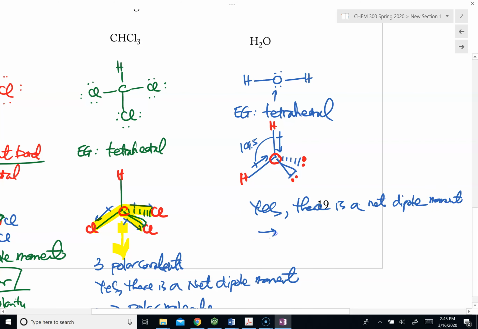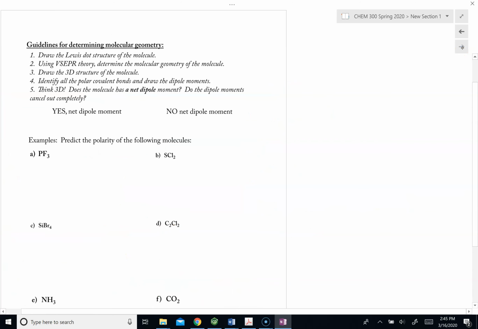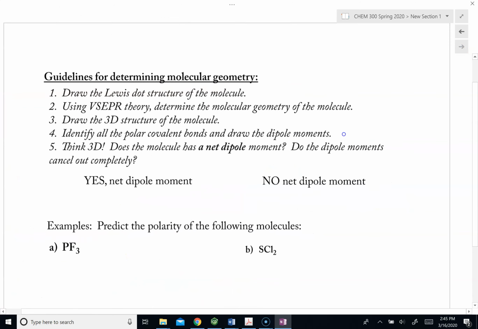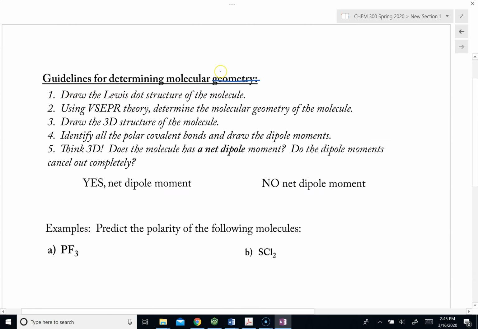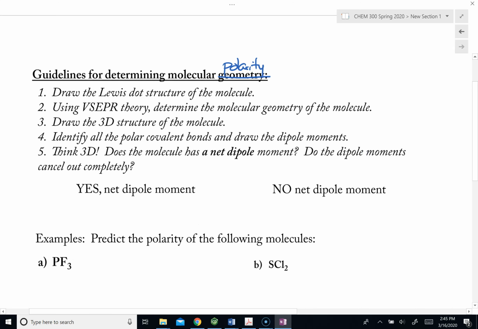So therefore, this molecule is a polar molecule. And in summary, to determine the molecular polarity of a molecule, these are the guidelines and the steps that we need to take right here.